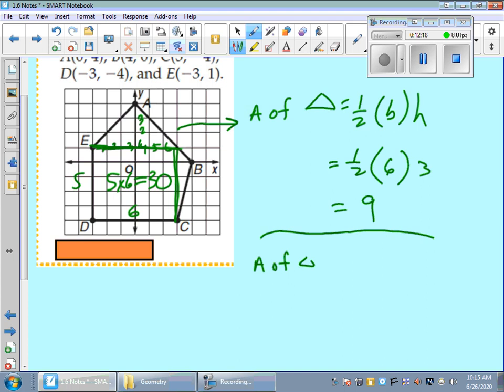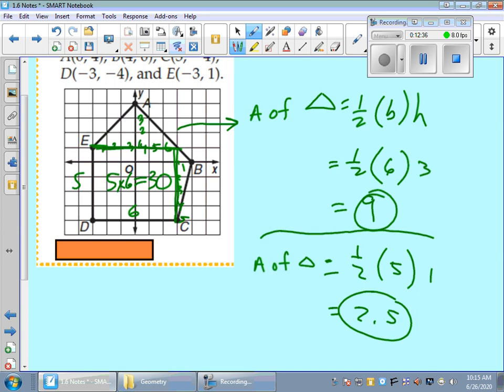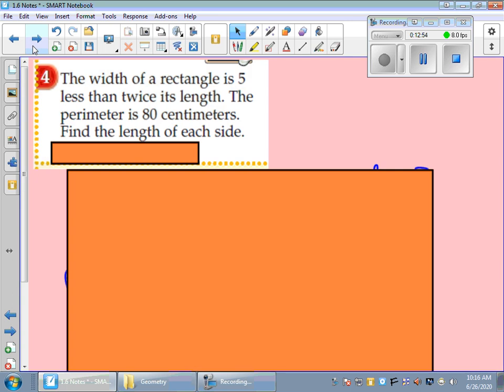The area of the other triangle is the same equation. This base is 1, 2, 3, 4, 5. So 1/2 of 5, and your height is 1. So 1/2 of 5 is 2.5. So we have 2.5, we have 9, and we have 30. All of those add up to 41.5 units squared. So here's your area. That gave us a perimeter in the previous group, and that just gives us an area right there.